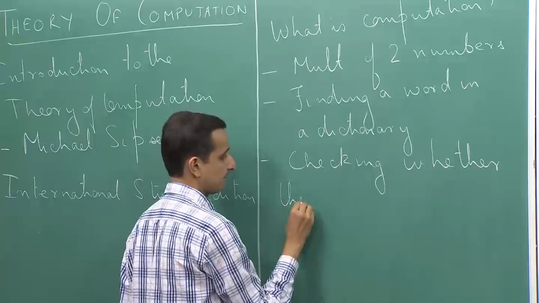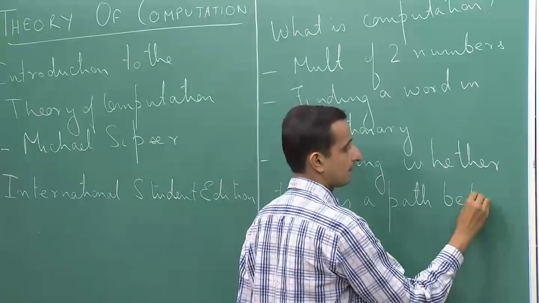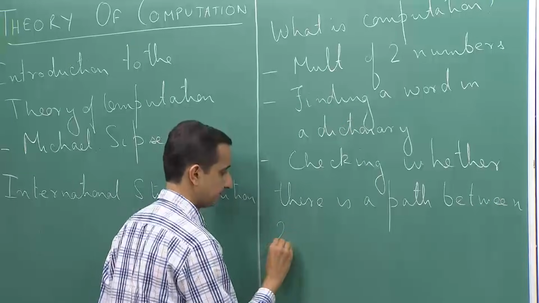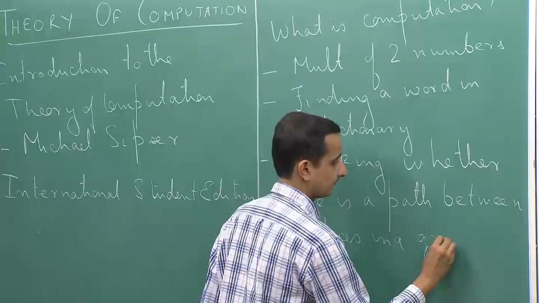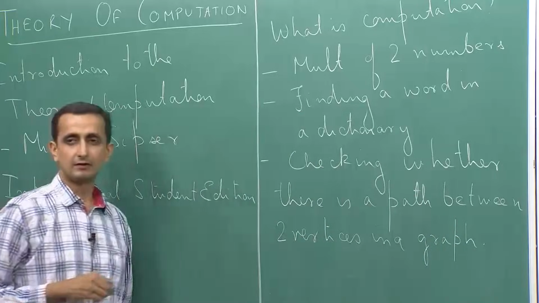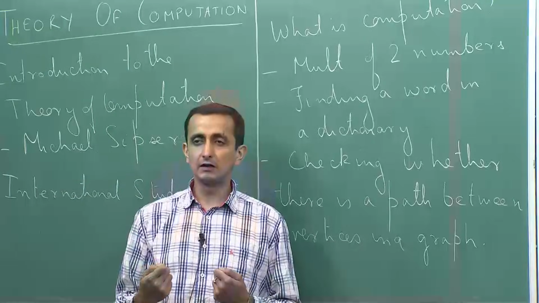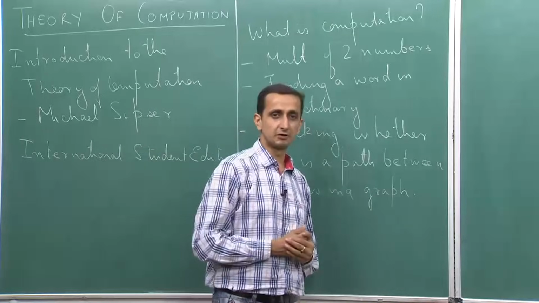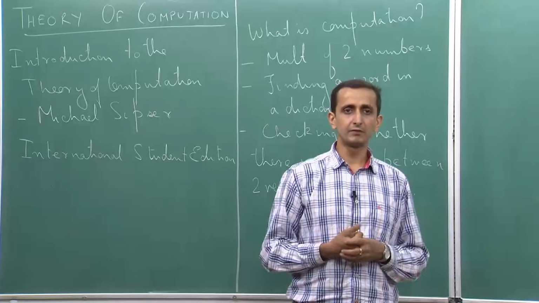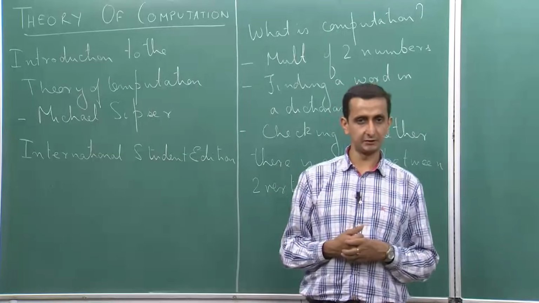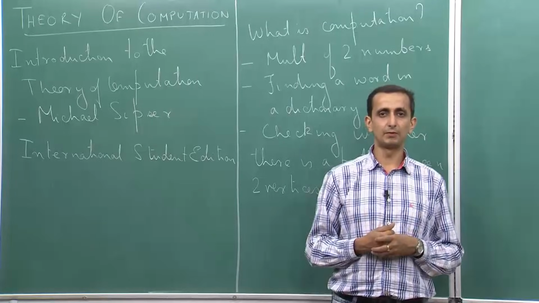Checking whether there is a path between two vertices in a graph. A standard algorithm to answer this question is you start a graph traversal algorithm, let us say depth first search or breadth first search from the start vertex, that is S, and you keep on traversing the graph until you hit T. If you hit T, you know there is a path from S to T, otherwise you can say that there is no path from S to T in the graph.